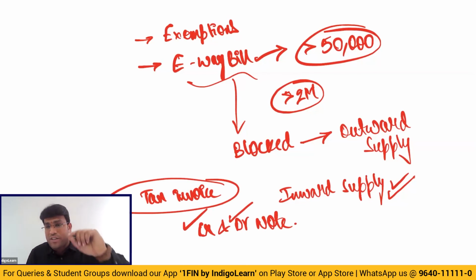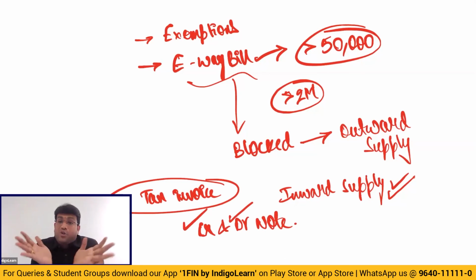And if there is a credit note given by the supplier, the details of the credit note are required to be shown in the return. And the maximum time limit to show that is 30th November following the end of the financial year, or the date of filing the annual return, whichever is earlier.